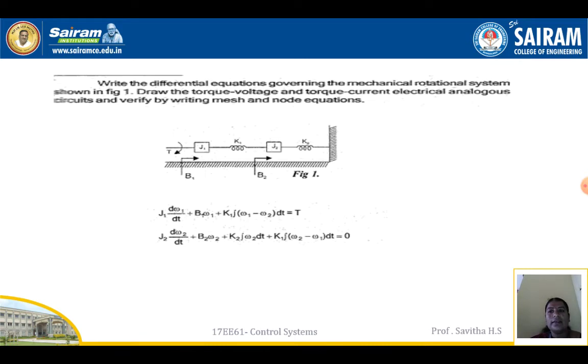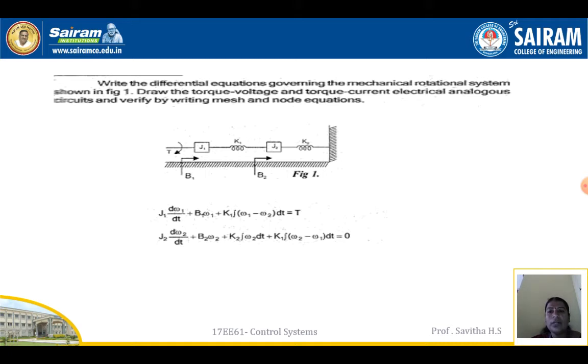So we'll consider an example. Write a differential equation governing the mechanical rotational system shown in the figure. Draw the torque voltage and the torque current electrical analogous circuits and verify by writing the mesh and the node equations. We'll consider two masses, so we'll consider the two nodes as W1 and W2.